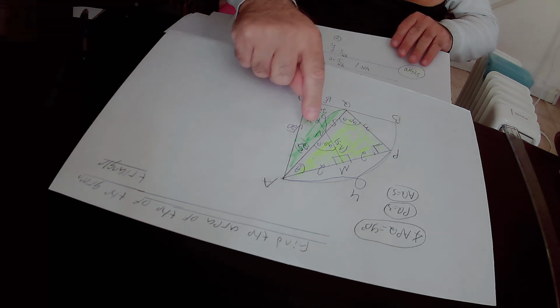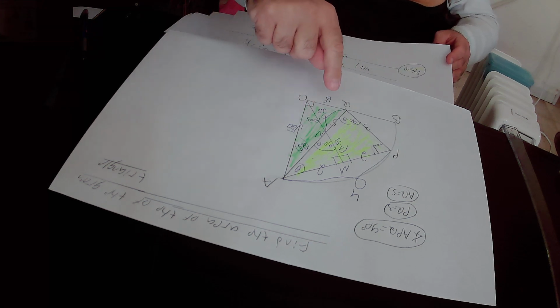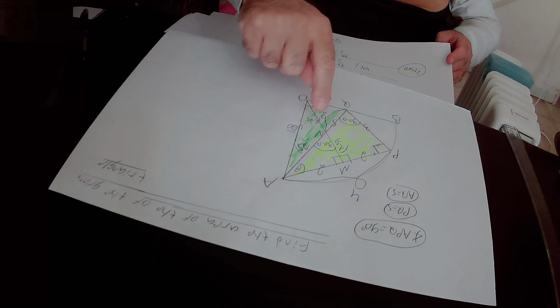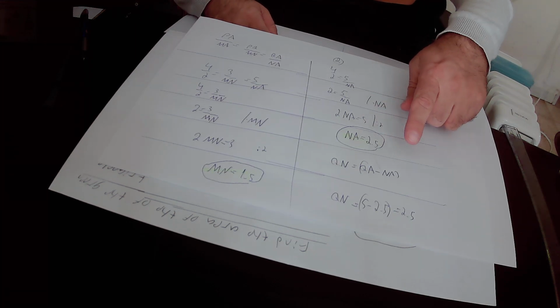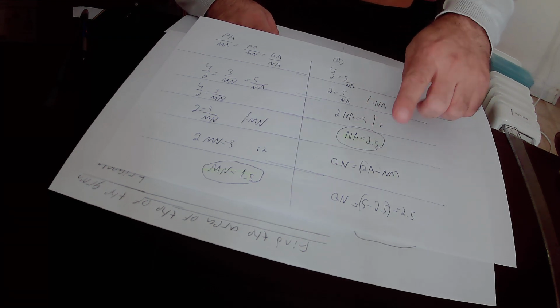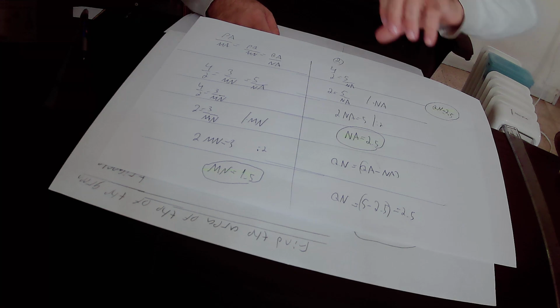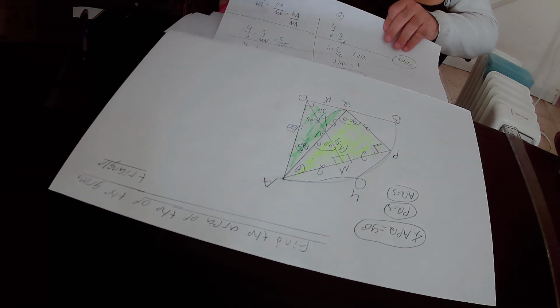What is the length of QN? From the drawing it is very easy to see that QN equals QA minus NA. So QN equals QA, that is 5, minus NA, which is 2.5. So it is 5 minus 2.5, that is 2.5. So in conclusion, line segment QN equals 2.5 units in length.